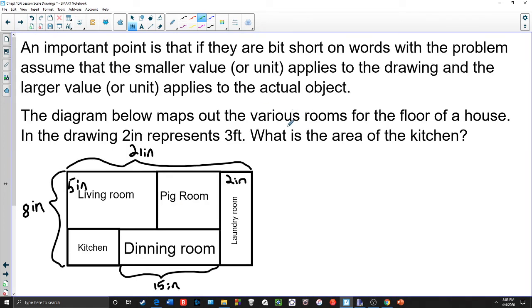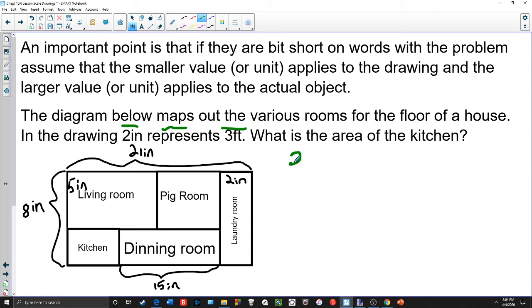And then we can have it kind of muddled up a little bit. So sometimes they give you a picture that's already pre-labeled, and they just want a specific piece of it. So let's look at how this problem plays out here. The diagram below maps the various rooms for the floor of a house. The drawing, 2 inches represents 3 feet. So again, red flag there. Whenever you see the word represents, that means that's the middle of your scale factor. So 2 inches represents 3 feet.